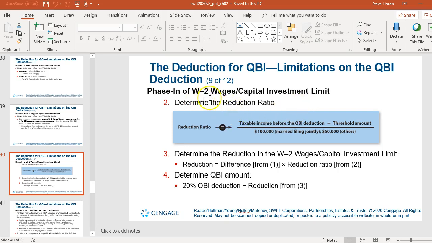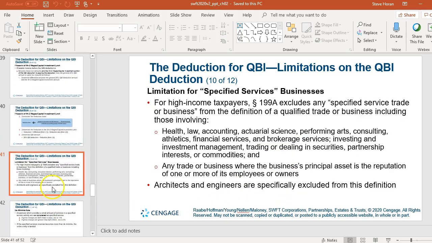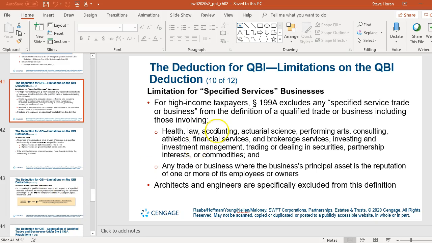So for the phase-in of W-2 wages capital investment limits right here, determine the reduction ratio. So you can see right here, the reduction ratio is taxable income before the QBI minus the threshold, and we divide that by the phase-in range, depending on whether the person is married filing jointly or anybody else. So determine the reduction in W-2 wages and just kind of do the math here to figure out what that is. Okay, and again, we'll do a lot of homework problems that I think will help you understand that better.